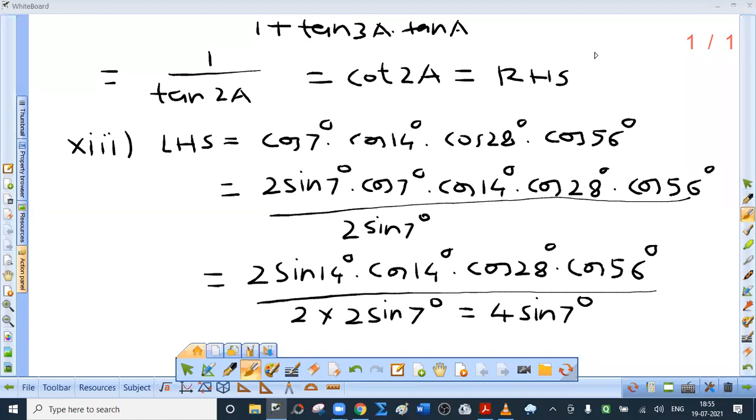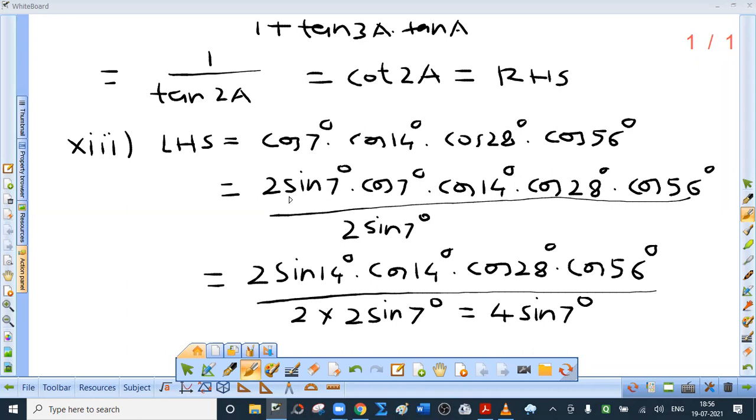Sum number 13. Prove that cos 7 degree into cos 14 degree into cos 28 degree into cos 56 degree equals sin 68 degree upon 16 cos 83 degree. See, the first step is the most important one. Multiply numerator and denominator by 2 sin 7 degree. Why? Then we get angle 14. Now sin 14 cos 14 can give sin 28 and so on. I repeat, multiply numerator and therefore denominator by 2 sin 7.